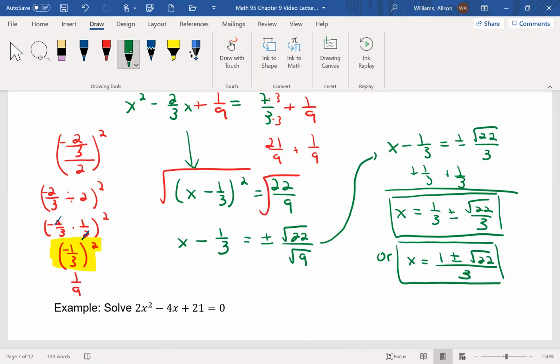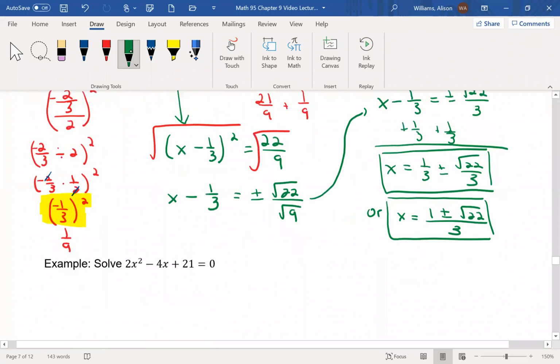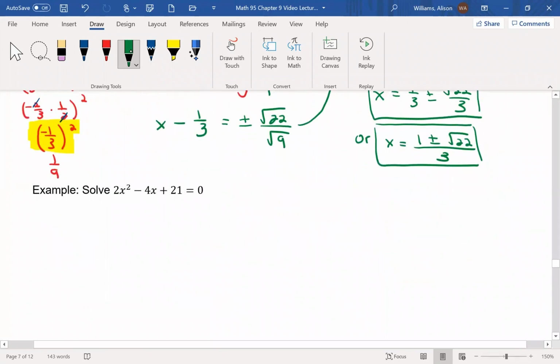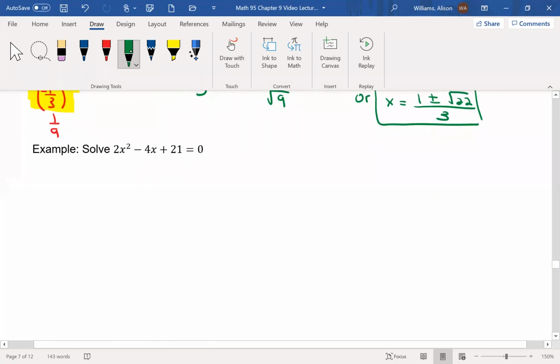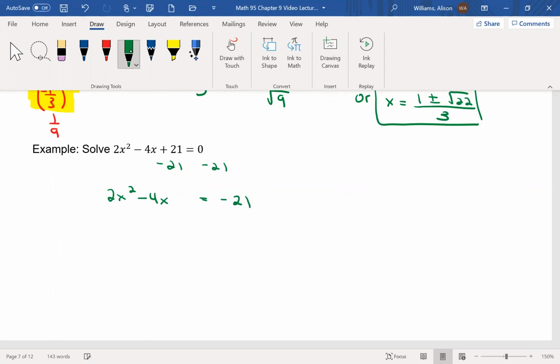Okay, let's try that again. One more kind of not so pleasant problem. So for this one, this is kind of more in the standard form. So I'm going to minus 21, move that C term to the other side. And I'll leave a blank space in there.